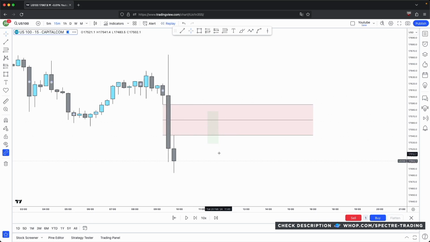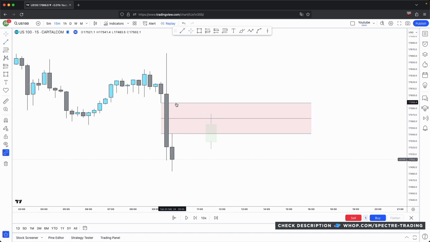But it's just an ideal scenario that you don't want to see price have a full body closure past this consequent encroachment, because it's very likely that price will have a full disrespect of this fair value gap if it does so. So, that is your consequent encroachment. It is the halfway point or the 50% level of your fair value gap. Ideally, you want to see wick closures above it or price to not come to it at all if it was to respect this fair value gap.